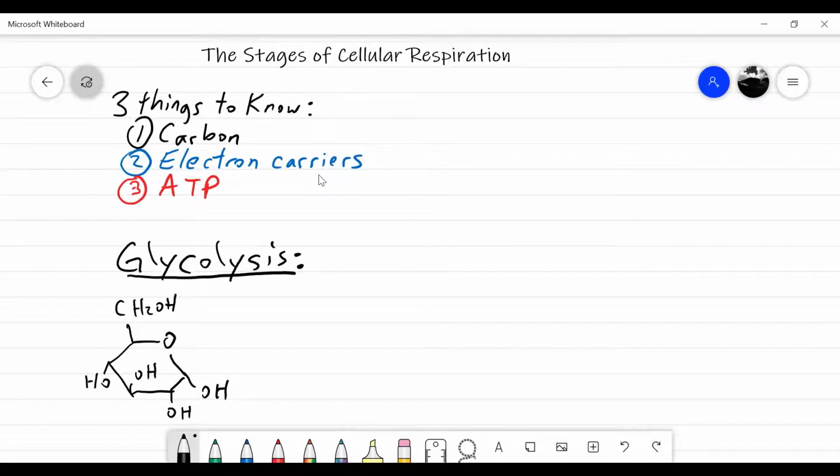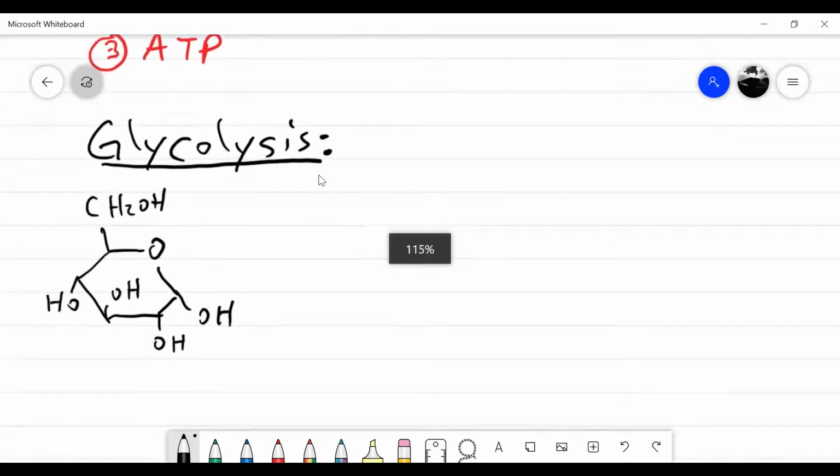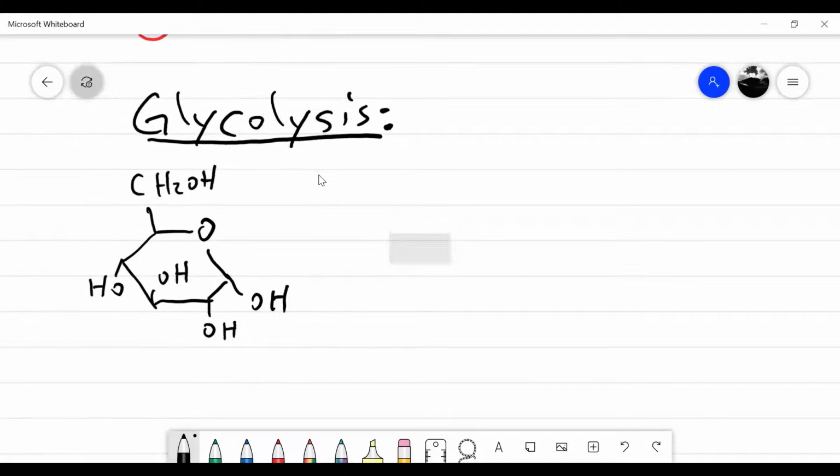You don't need to know the structure of glucose, by the way, not for this class, but I like drawing it. Believe it or not, there's actually something therapeutic about drawing glucose for me. Probably because I've drawn it I don't know how many times in my life. So there's glucose, and glucose has 6 carbons.